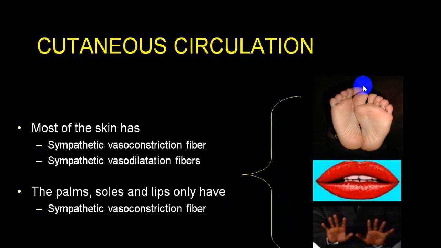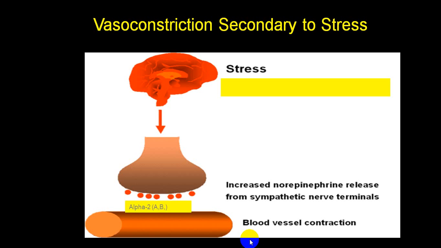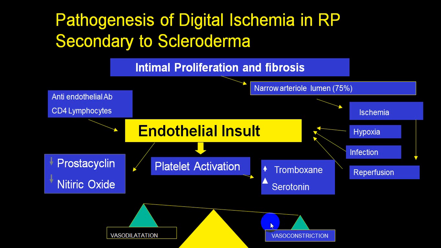Usually it will affect the fingertips. These are the fingertips, toes, and it may affect the peripheral tissue. So stress will stimulate the sympathetic system, release norepinephrine, which will produce vasoconstriction. Also, digital ischemia.